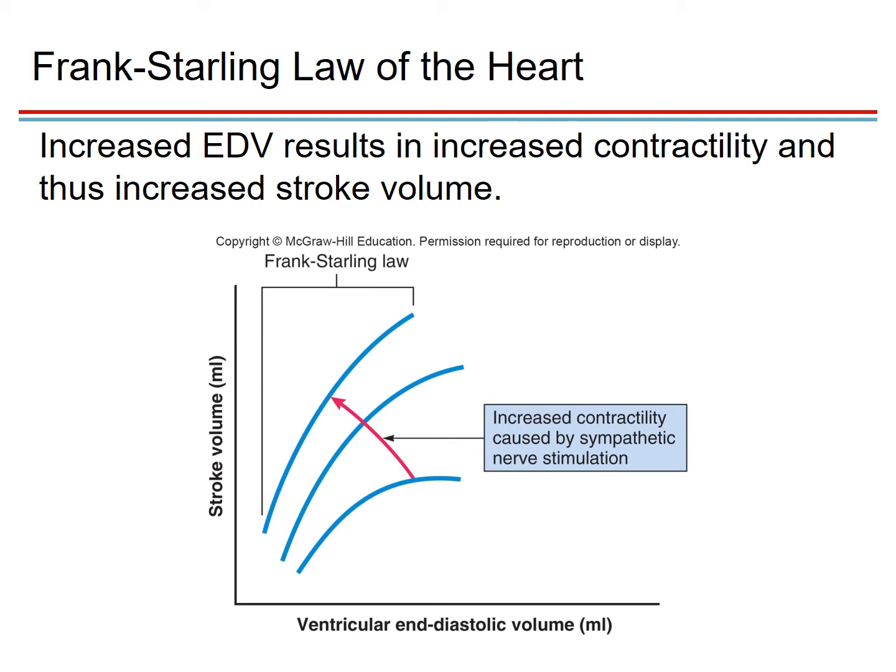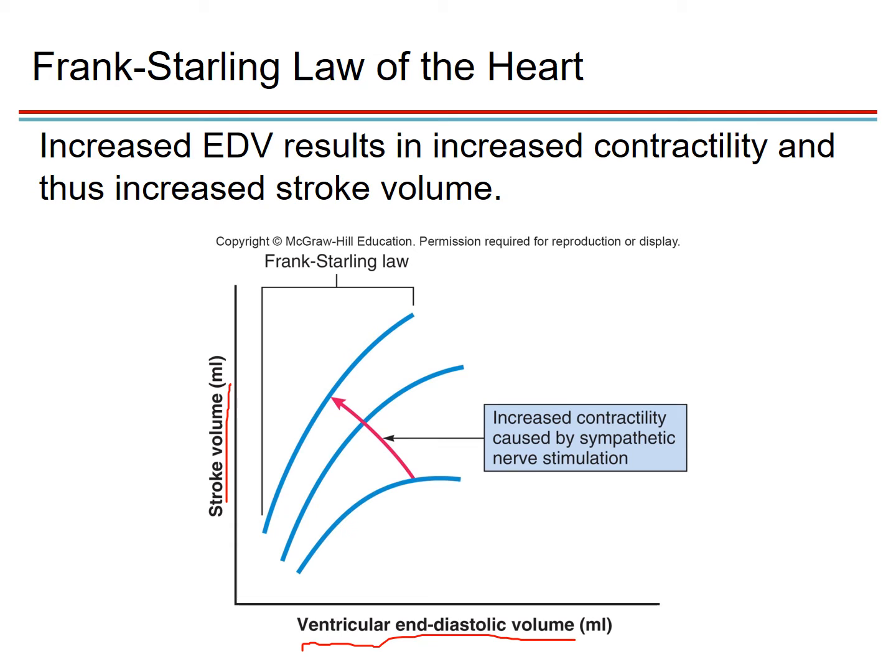So part of the intrinsic or built-in properties of the heart include the Frank-Starling law of the heart. And so what we have is that an increased end diastolic volume is going to result in an increase in contractility and thus an increase in stroke volume. Okay, so these are going to be due to variations in which the myocardium is stretched by the end diastolic volume. And so what we have here is on the x-axis, the ventricular EDV, and then here we have the stroke volume.